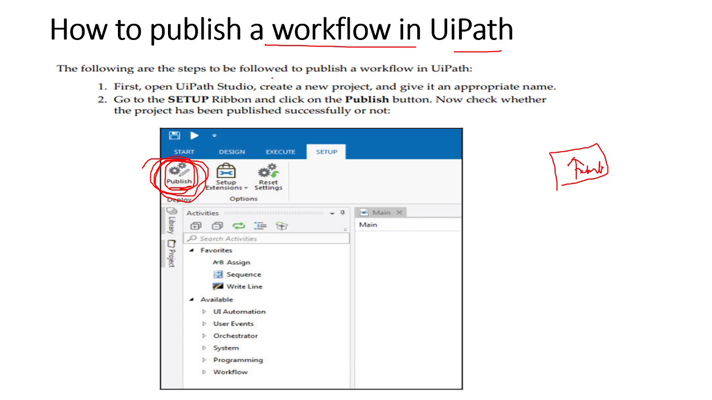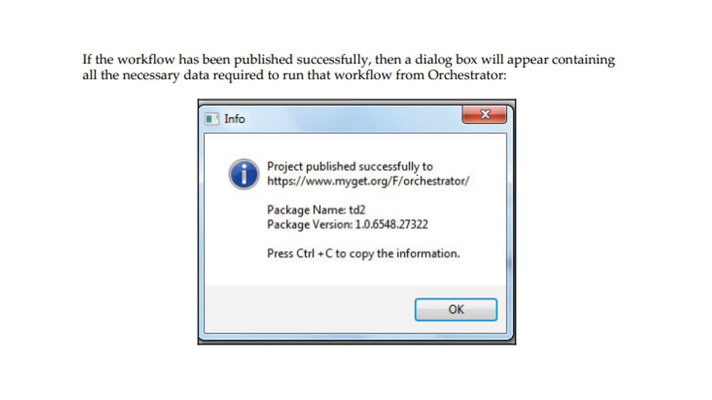There are some steps that you need to follow, and these steps are straightforward. First step is you need to open UiPath Studio and create a new project or a workflow, right? After that you will find, as I said, publish in the setup ribbon. Click on the publish button, and now check whether the project has been published successfully or not. I will tell you how to do this.